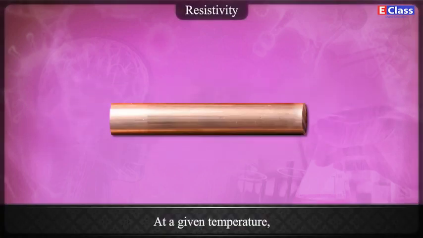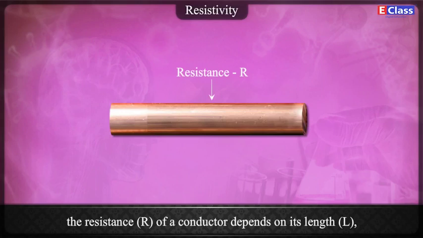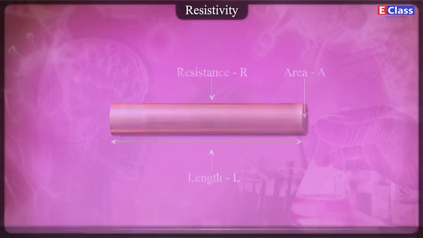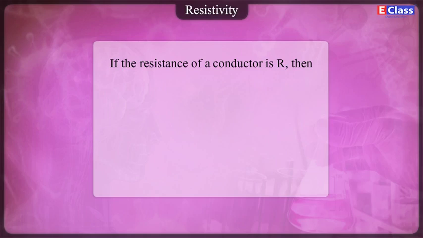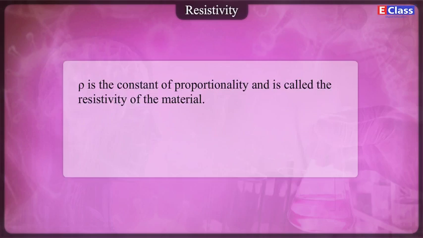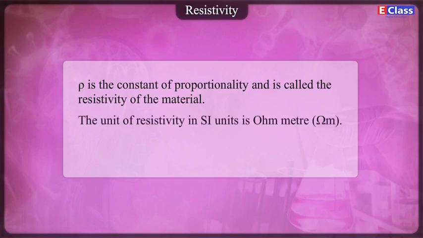Resistivity. At a given temperature, the resistance, that is R, of a conductor depends on its length, that is L, area of cross-section, that is A, and the material it is made of. If the resistance of a conductor is R, then R is directly proportional to L. Also, R is inversely proportional to 1 upon A. Therefore, R is directly proportional to L upon A. R is equal to rho L upon A. Rho is the constant of proportionality and is called the resistivity of the material. The unit of resistivity in SI units is ohm meter.